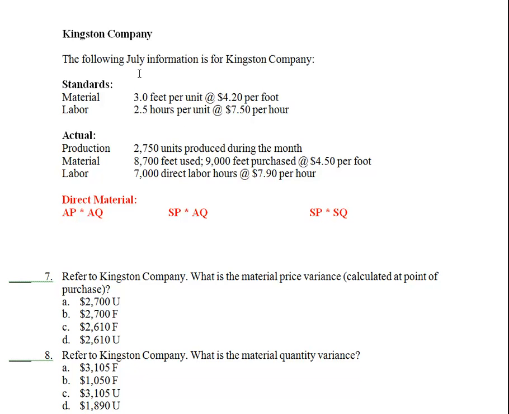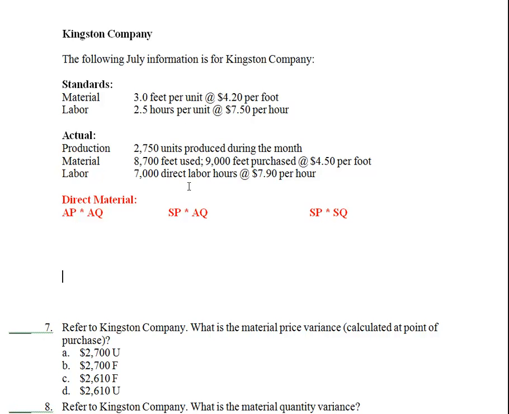So we're looking for materials. We want to look at the actual, so we're going to focus here on this middle line. It tells you that 8,700 feet were used and 9,000 feet were purchased. Now remember, occasionally the material quantities can be different. You could purchase material and use a different amount. If this is the case, make a note.